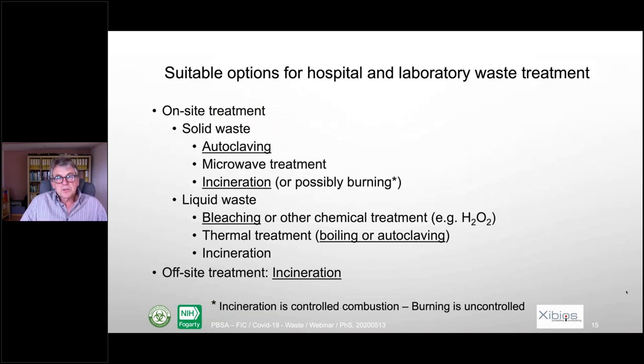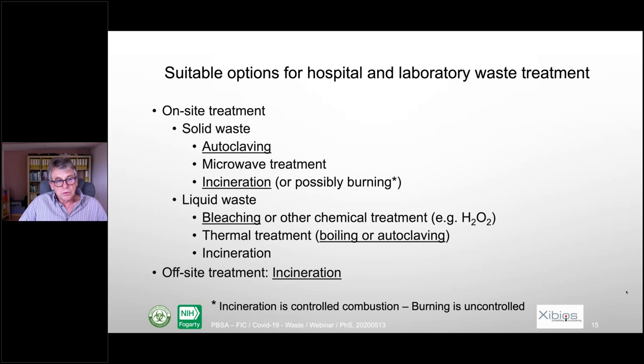And it is used in many countries, actually. So the options for hospital and laboratory waste treatment, first on-site treatment, and then there are a number of different options, but for solid waste, it's autoclaving, which is the most used, I would say, worldwide. Microwave treatment, which is a newer treatment. In that case, the wastes are shredded and then treated with microwave in the presence of humidity, which is also very effective. And then incineration, on-site incineration or possibly burning. The difference we make between burning and incineration is that burning is just letting things burn, so there is no control of anything, temperature and so on, while incineration is a controlled process where we reach a given standard temperature.